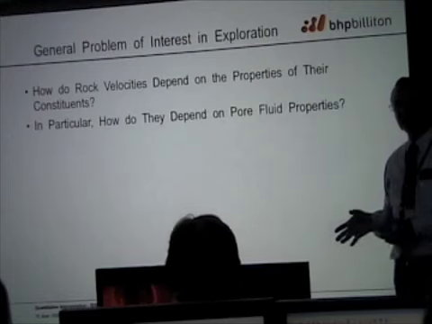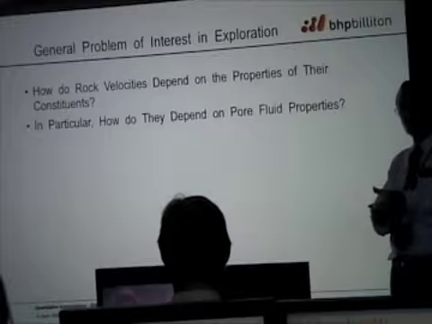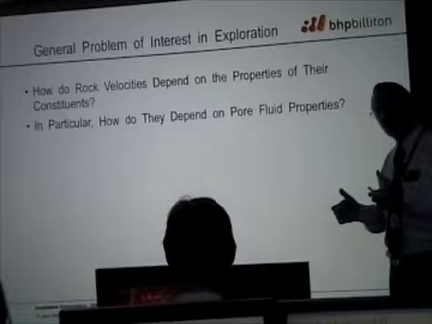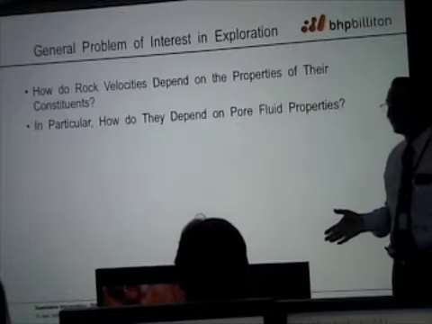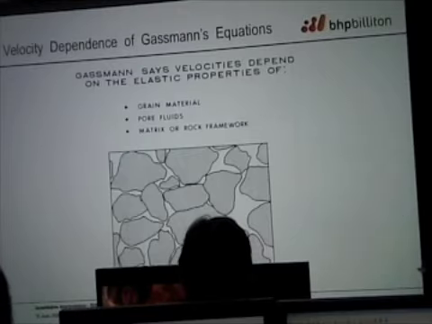Because if that's the case, since velocities and densities go into the reflection coefficient, that's what determines the normal incidence reflection coefficient. Our reflection amplitudes could tell us something about what kind of pore fluids we have in the ground. That's what this is all aimed at. So let's talk about that.